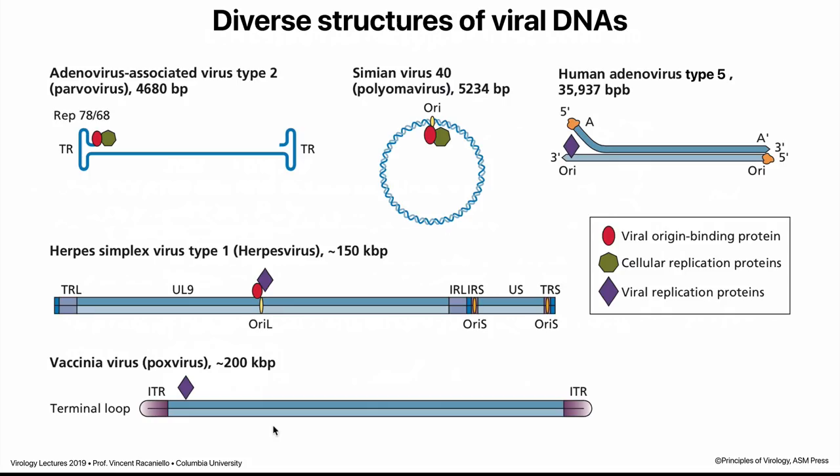And we're going to talk today about origins of replication. You can see some of them are noted here on these genomes as ORI, and there are viral origin binding proteins. There are going to be cellular replication proteins that are involved and viral replication proteins.